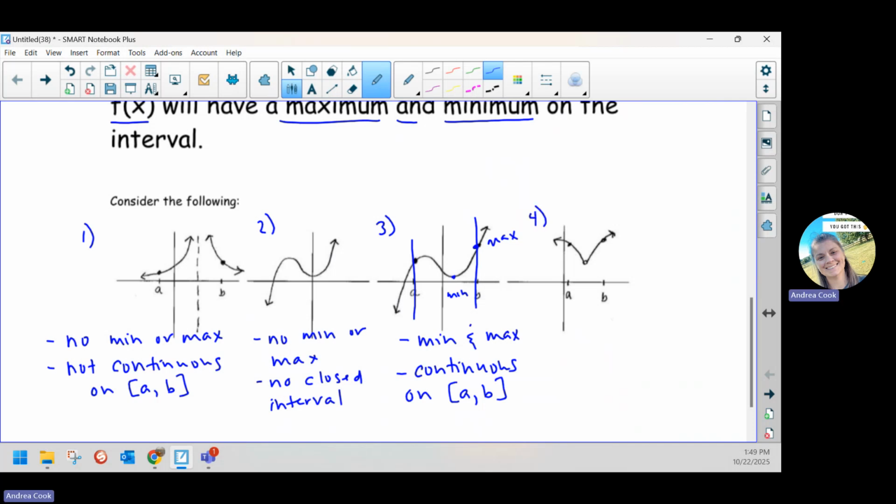The last example, this is an open circle here. So this graph does have a maximum right there, but there's no minimum. And again, there is a closed interval, but it's not continuous. So that's why it doesn't contradict the theorem.